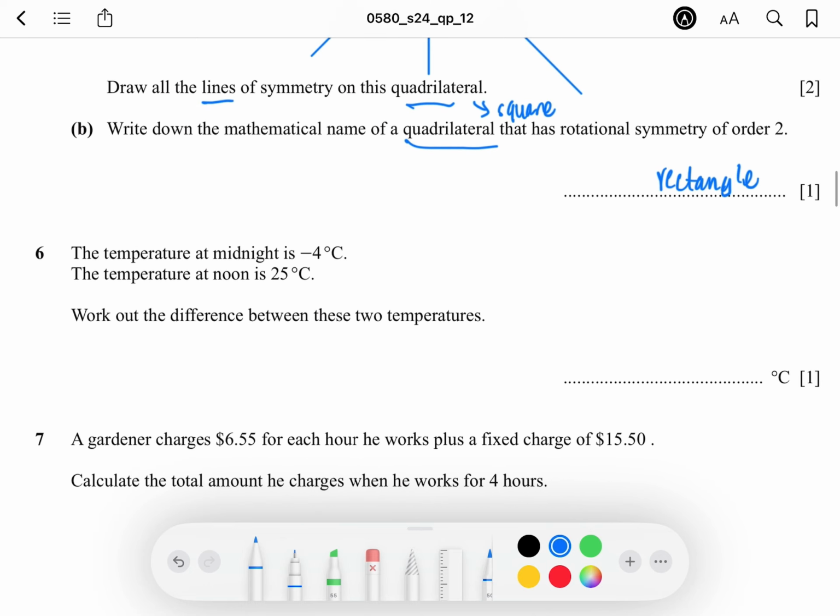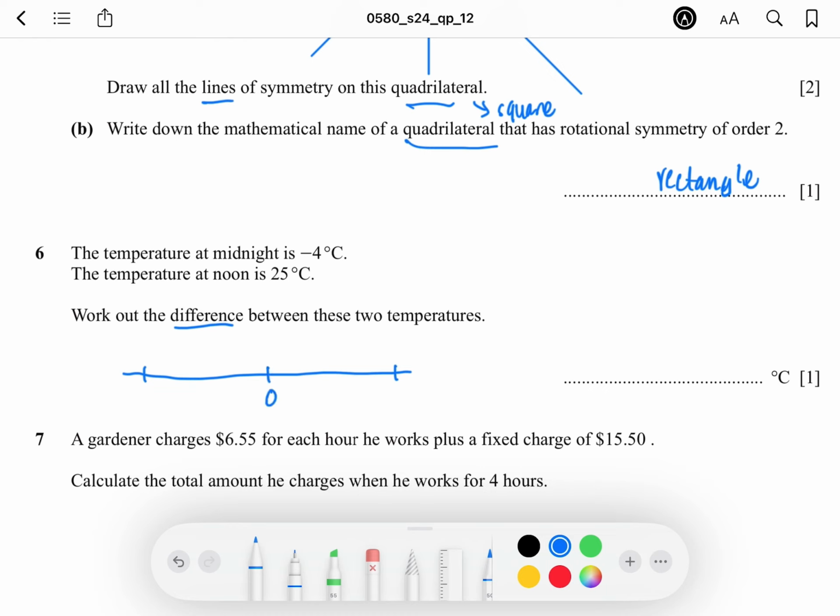Okay, next one. The temperature at midnight is minus 4 degrees Celsius. The temperature at noon is 25 degrees Celsius. Work out the difference. So what is suggested tadi? Aiman suggest? 29. Number line. You draw the number line.